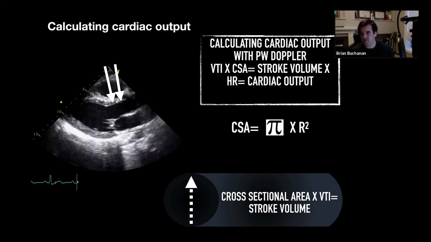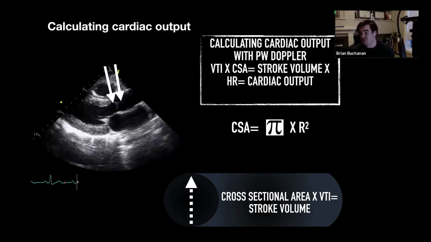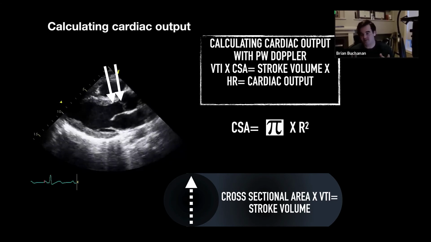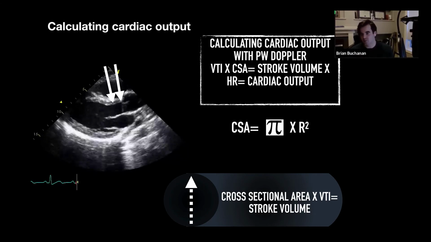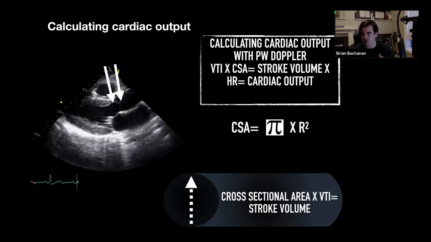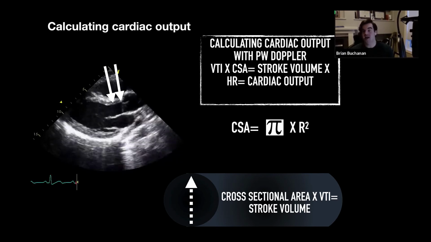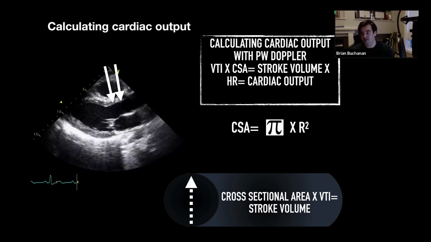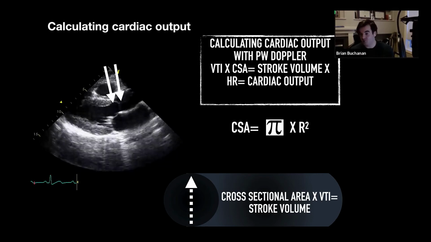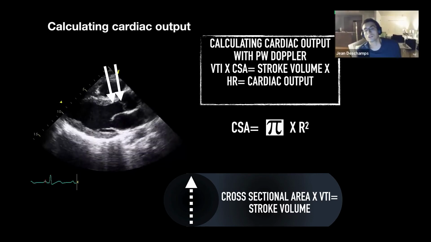And of course, if you were to shoot from the hip, you'd say, well, the diameter is probably around 2, which is obviously a big assumption. But if the diameter is 2, the radius is 1, squared times pi equals 3.14. And you could multiply this by your VTI to roughly give you a stroke volume. Obviously, that would be baking in a lot of assumptions. And that r squared can really double down on any error you make in that radius measurement.